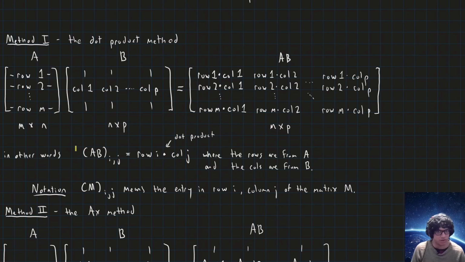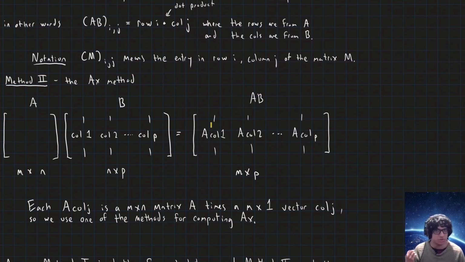In other words, when computing A times B, the entry in ij is going to be the row i dot the column j, where the rows draw from A and the columns draw from B. So that's the dot product method.